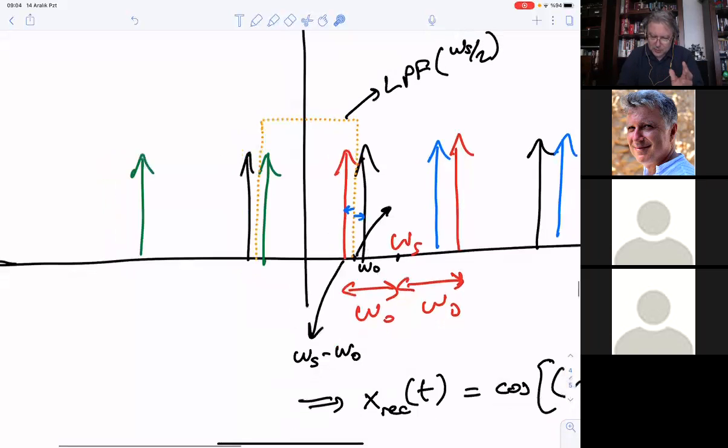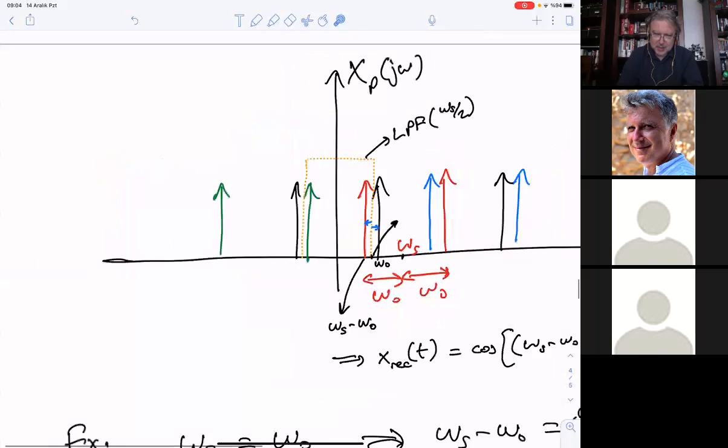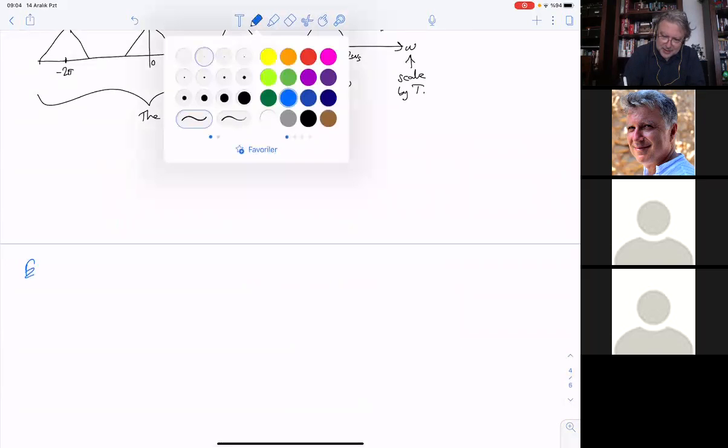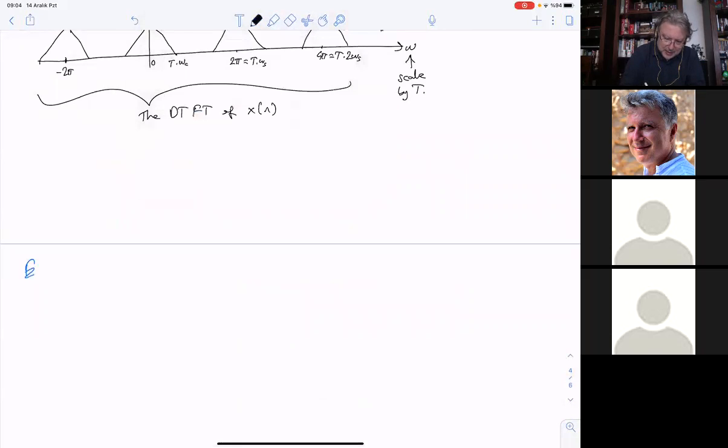So I want to, for instance, make another example. It's blue, but yeah, no problem. Let me continue with black.